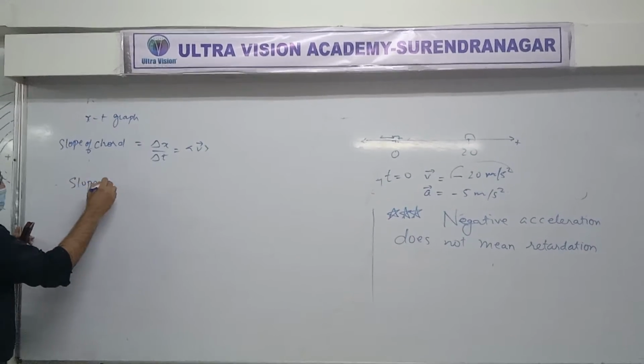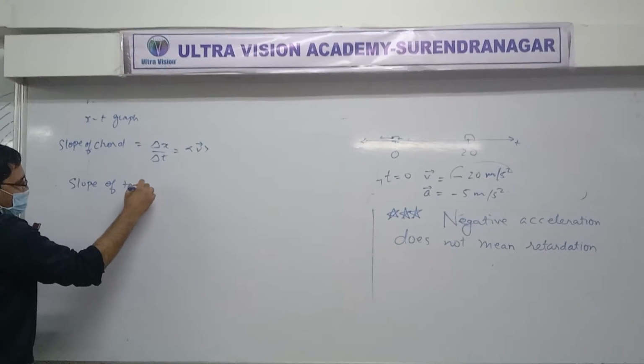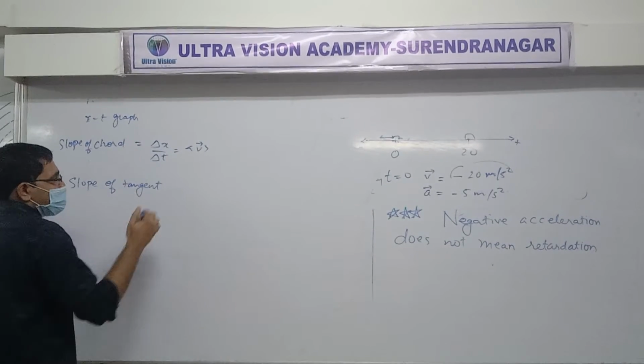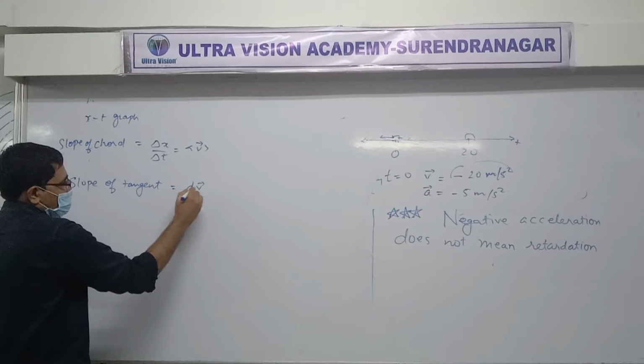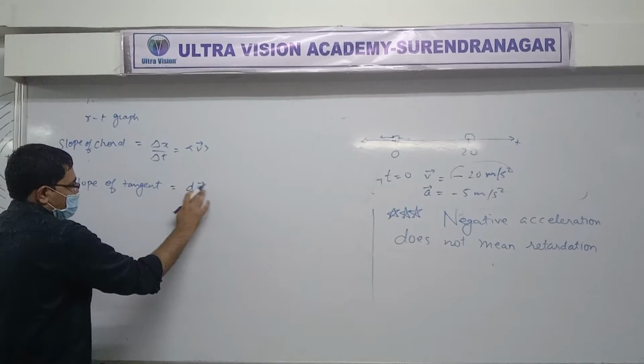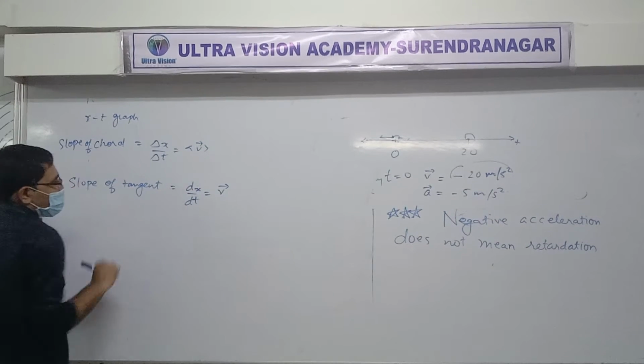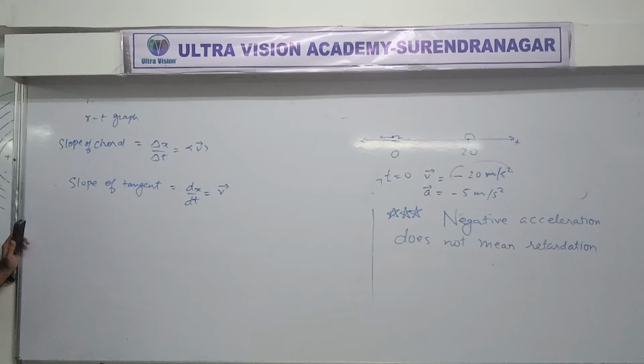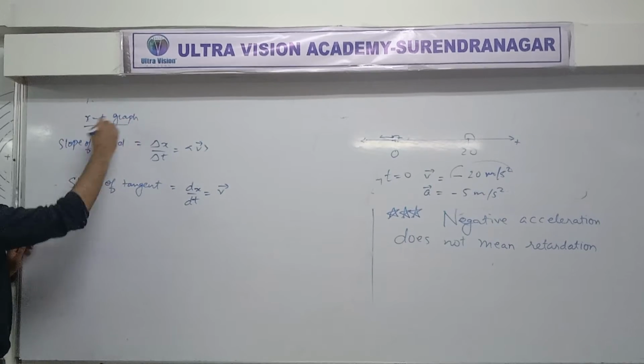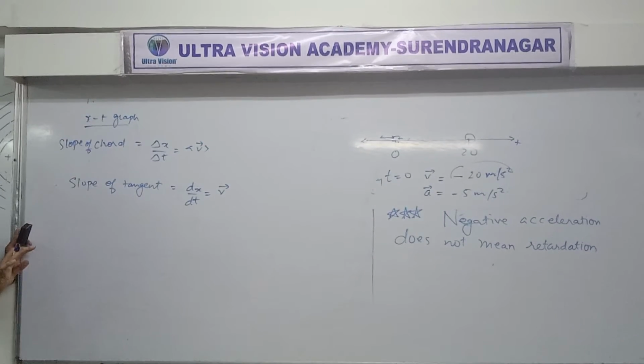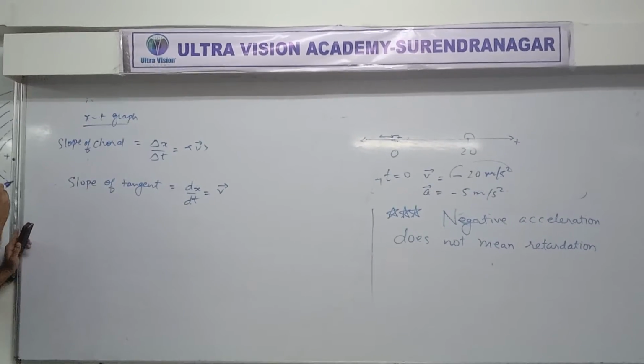Similarly, if you draw a tangent and find out the slope of that tangent, then that would be equal to dx by dt, and that would be velocity. Clear or not? So this is what we have learned about the XT graph. We can find both of these.